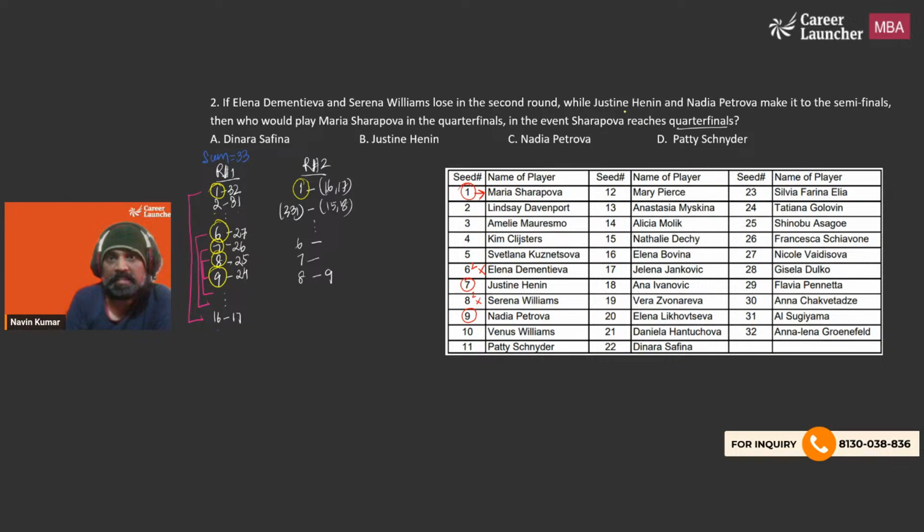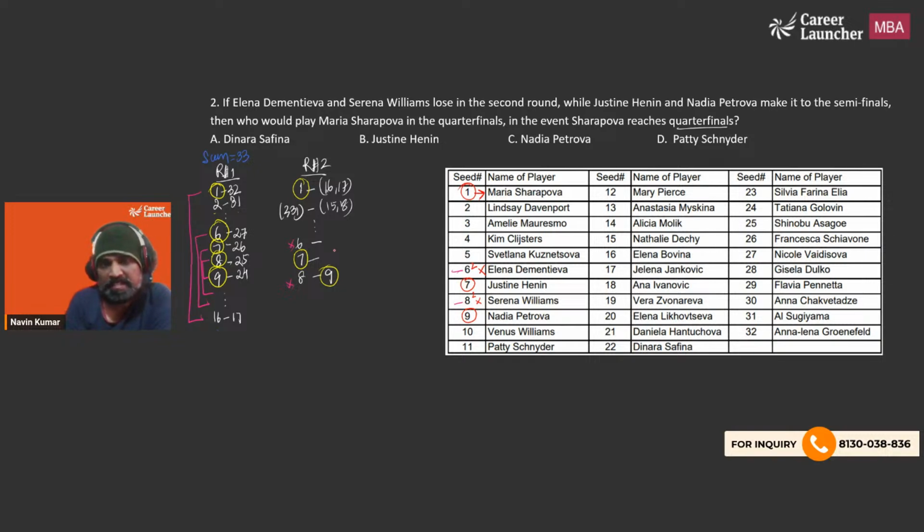Now, it is given that Justin and Nadia, that is seed number 7 and 8, they also win. And Elena and Serena Williams, that is seed number 6 and 8. Sorry, it's 7 and 9. Nadia is 9. So seed number 6 and seed number 8, that is Elena and Serena, they are going to lose.